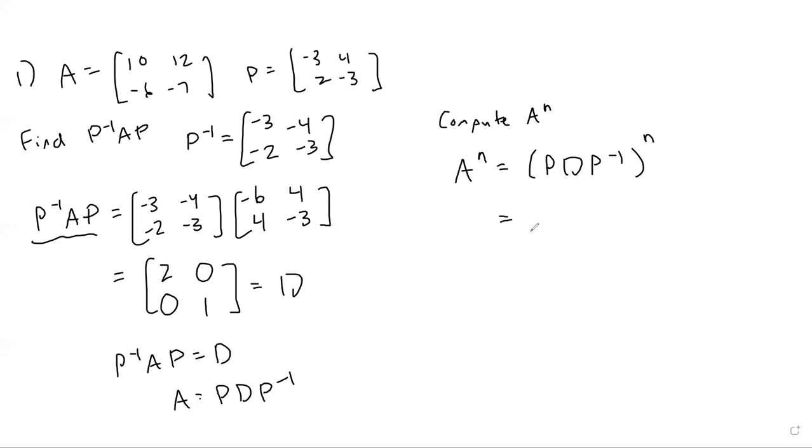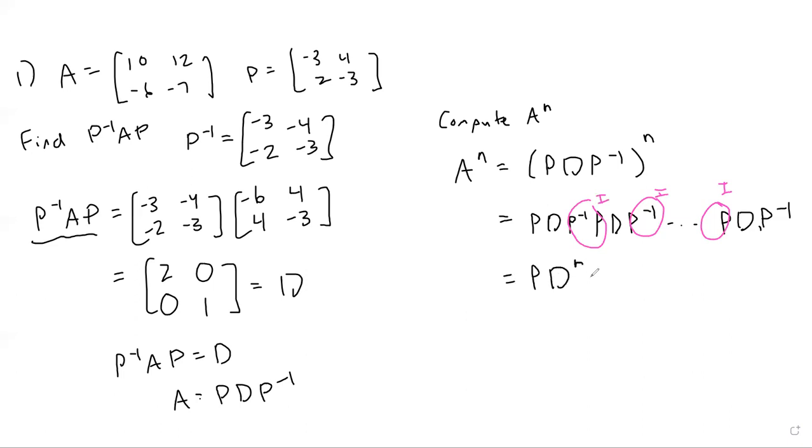Which is going to be, if we expand all this out, PDP to the negative 1, PDP to the negative 1, all the way through to the end. And what we'll see is throughout all of the middle, all of these things are just going to be I's and pretty much disappear. And what we're going to end up with is n D's in the middle.